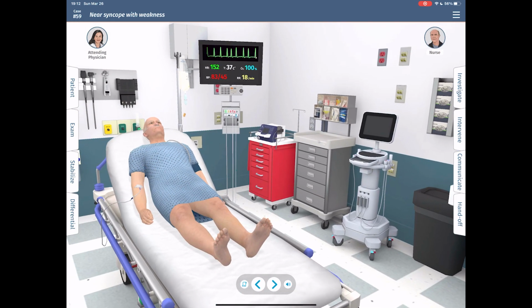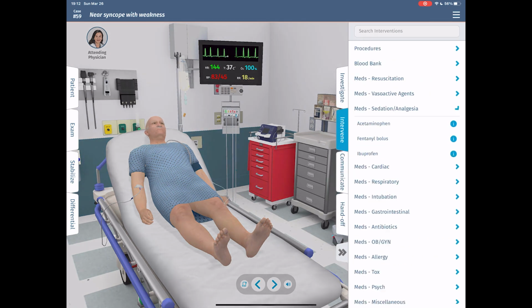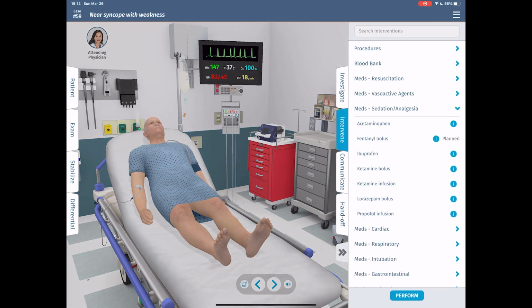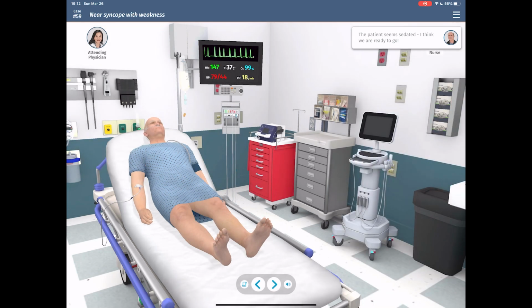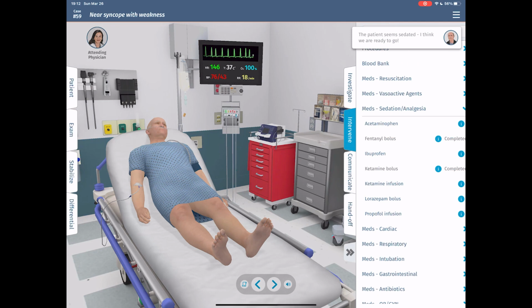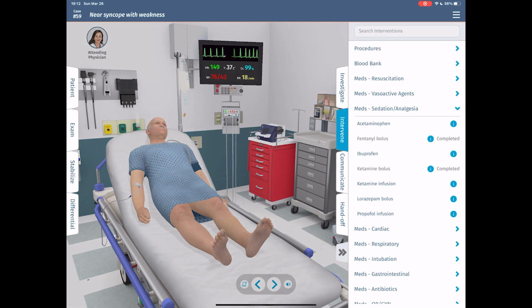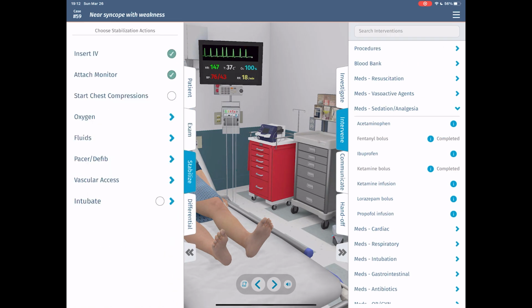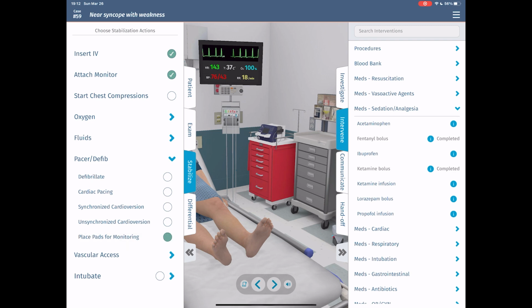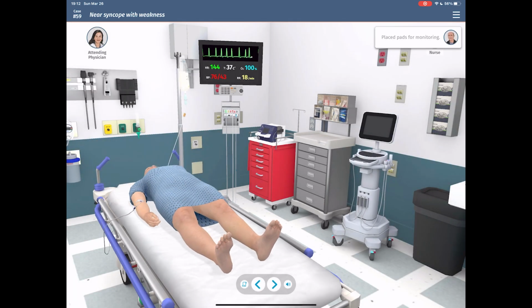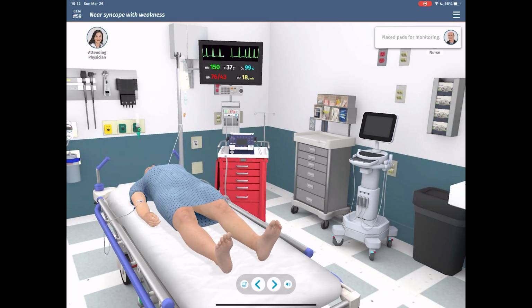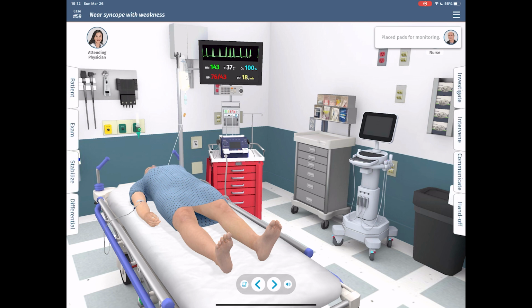So we'll intervene. Let's give him some fentanyl. And how about ketamine, a bolus, not an infusion. We'll give him those. Let's watch his blood pressure tank. This will be fun. It went down a little bit, 76 now instead of where it was. Then we'll go to stabilize, place pads for monitoring, and synchronize cardioversion. And oh, look at that. The crash cart comes over. Let's see if his chest moves.